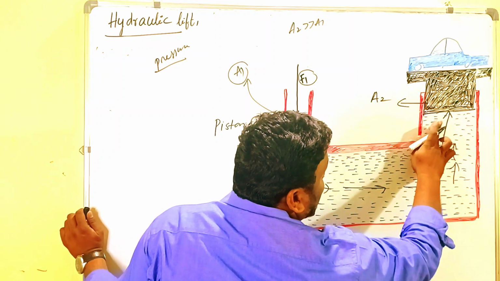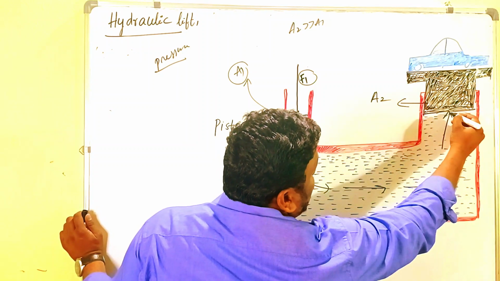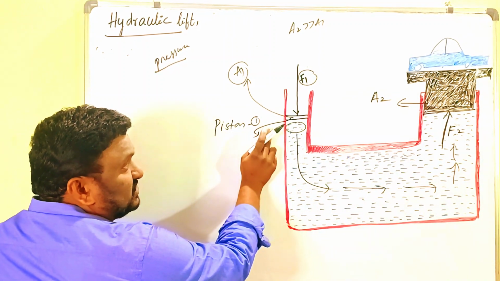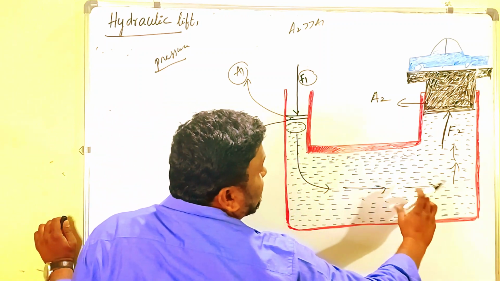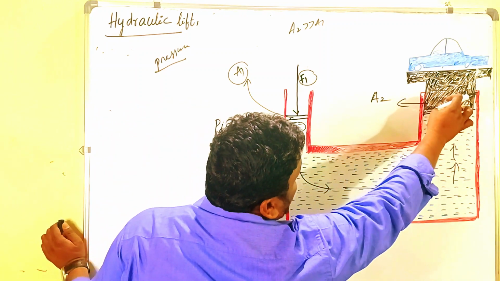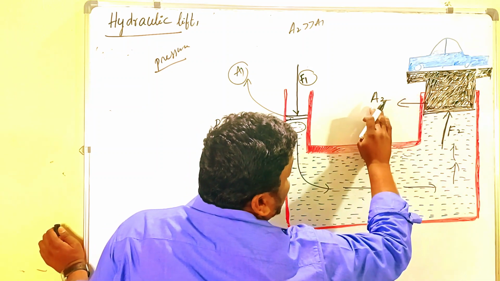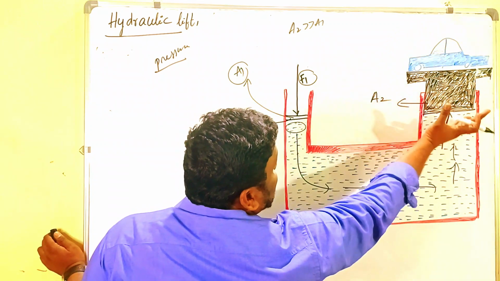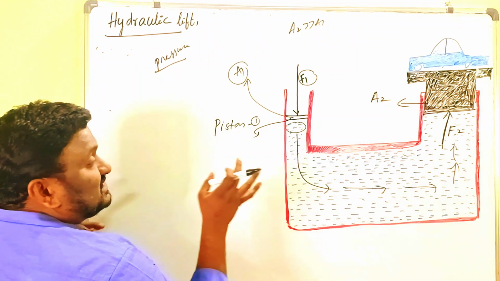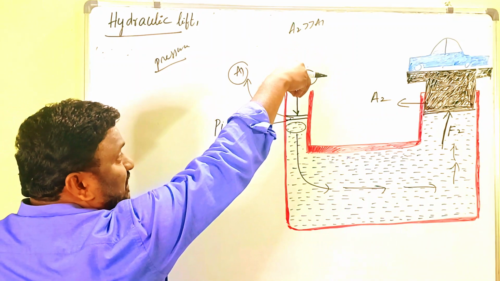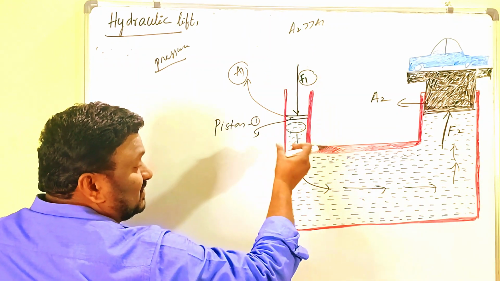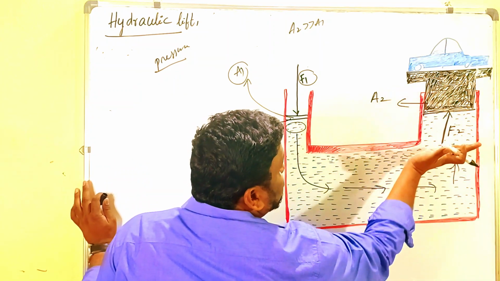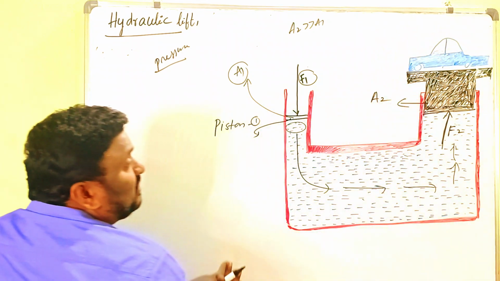To identify that, I am erasing the remaining colors. This is now the force F2. F1 force is applied on the piston and pressure is created. Due to the pressure, some upward force F2 acts on this particular piston of area A2. Due to that F2 force, the car is lifted. That is the mechanism here. When force is applied on piston 1, pressure is created in the fluid and transferred from this part to this part. Due to that, a force acts on the second piston and pushes it upward, so the car is lifted.